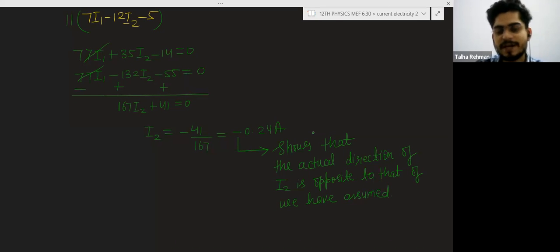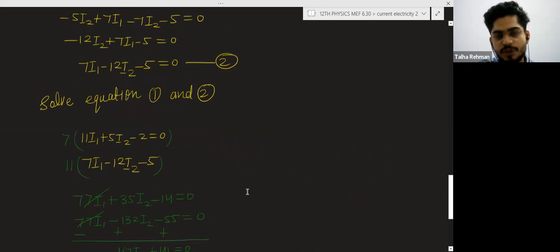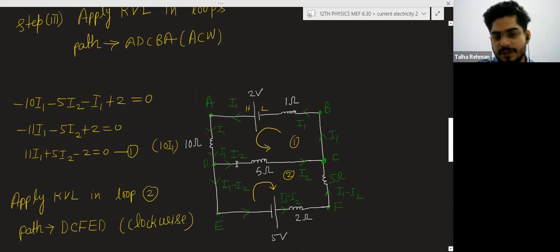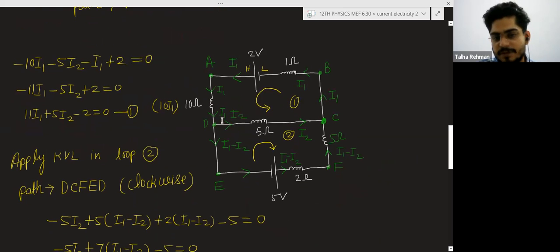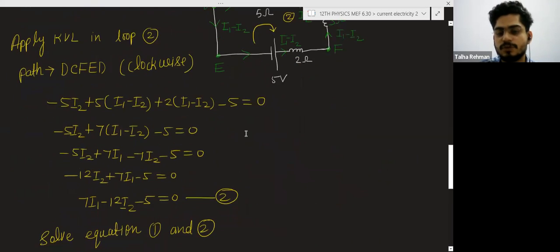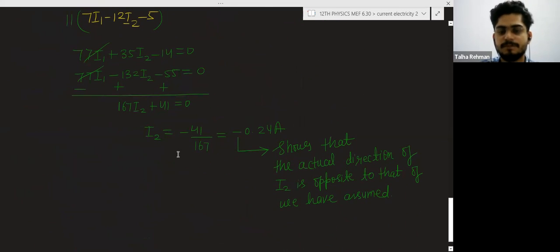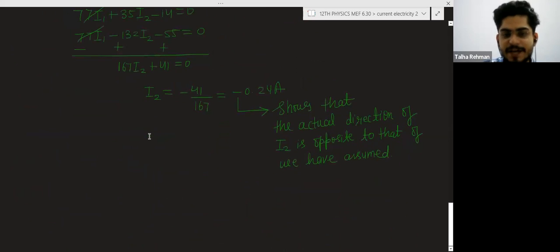Okay, you can write in the examination also like this. No need to change the direction of I2 here. Means we have chosen the direction of I2 in this direction, but in actual the direction of I2 is in this direction. So this is the meaning of this negative sign. Okay, so we got I2 now.